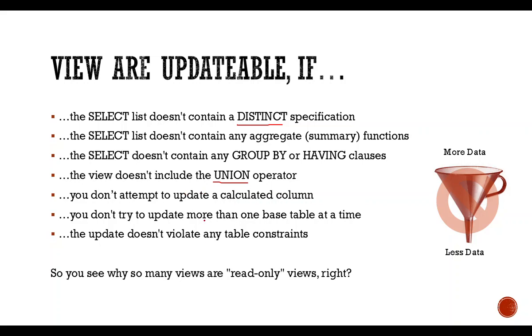Also, here are two biggies. You can't update more than one base table at a time. So if you have a view that takes multiple tables and does a join on them, and it has multiple columns that you try to update that come from multiple tables, then that won't work, right? You'll get an error and it won't succeed. Also, of course, you can't violate any table constraints. Views don't really have constraints per se, but if you're trying to push data into a table, you still have to follow the table constraints, right? It doesn't do an end run around that.